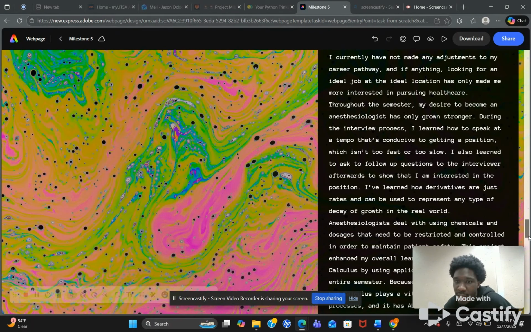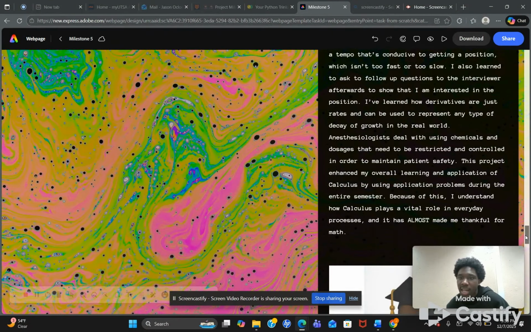I've learned how derivatives are just rates. I did not know that before I came to calculus. And I can see how they can be used to represent any type of data of decay or growth in the real world. Anesthesiologists use chemicals and dosages that need to be restricted and controlled to maintain patient safety.